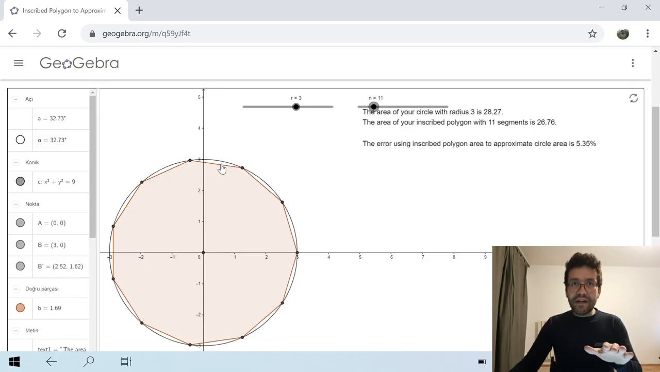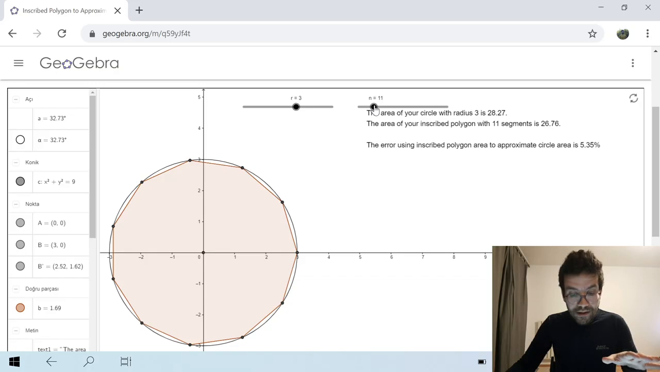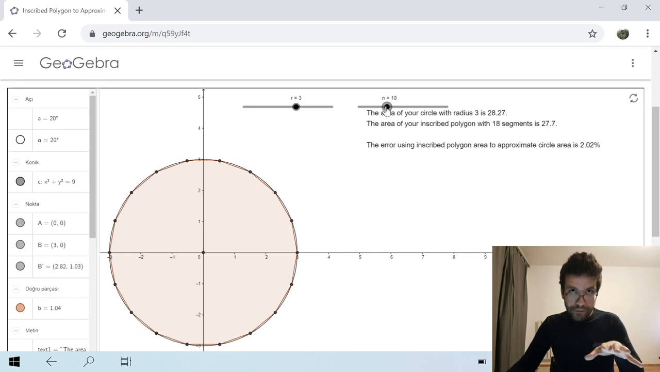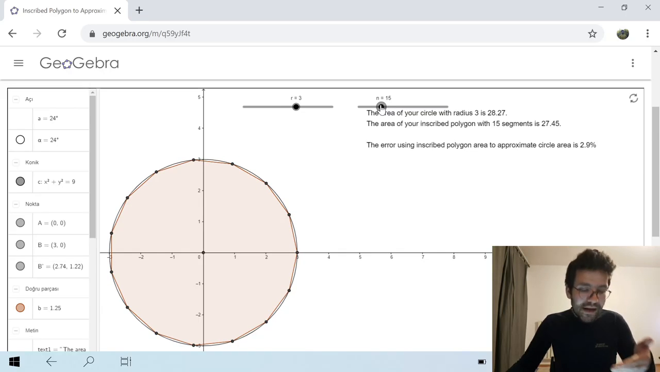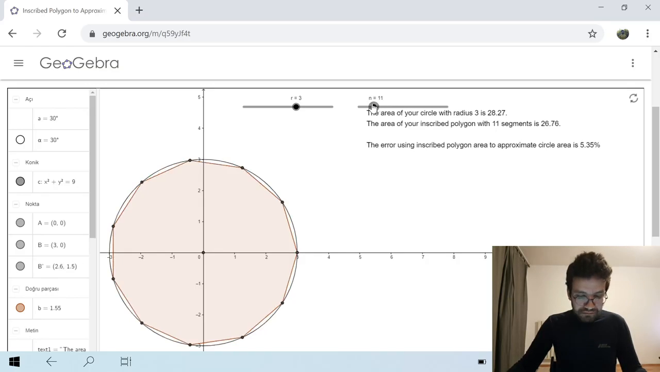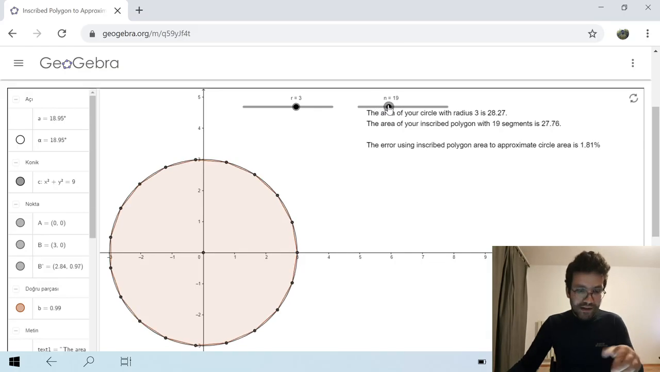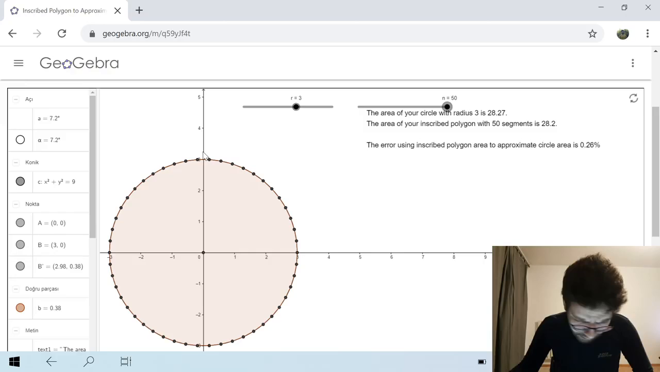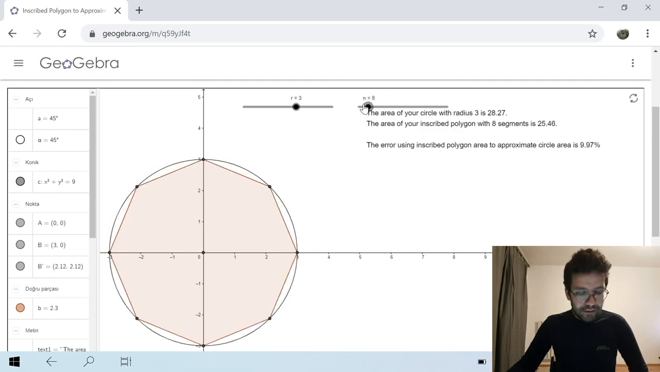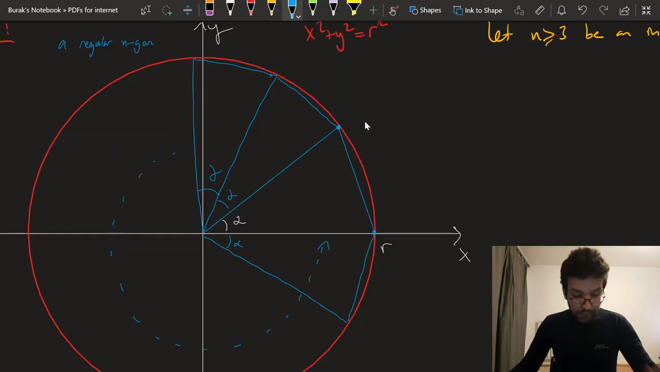So at the moment it's not for sure that the areas of these polygons are going to approximate the area of the circle, but it seems as if that's the case. So I'm guessing that this would be the case unless this is some kind of illusion. Let me actually show you that this is the case, and let me find the limit of the areas of these polygons. Now when I put 50 sides, you can't even see the difference, at least not on the computer screen.